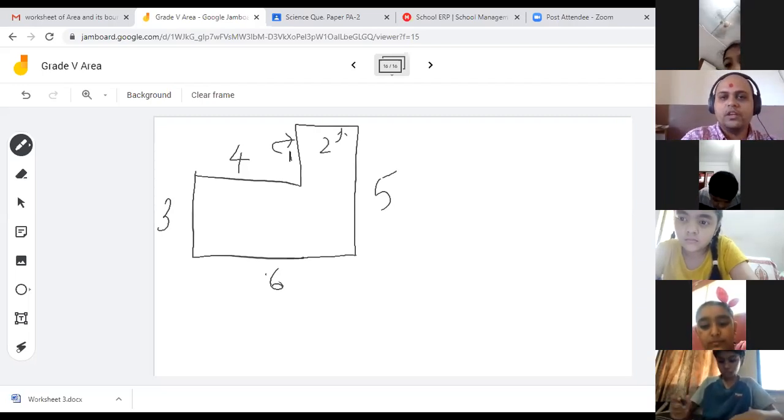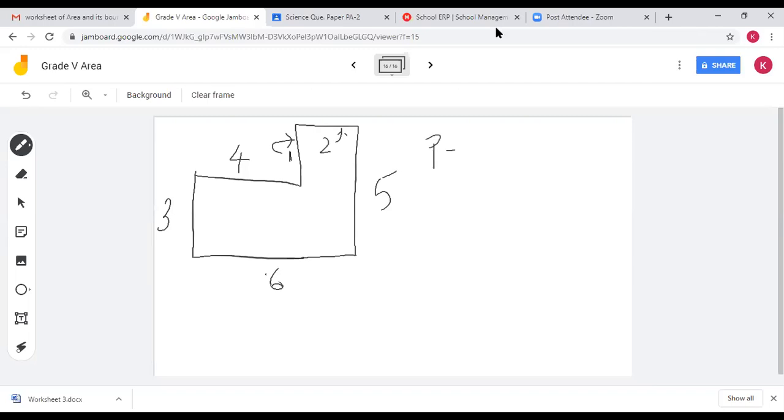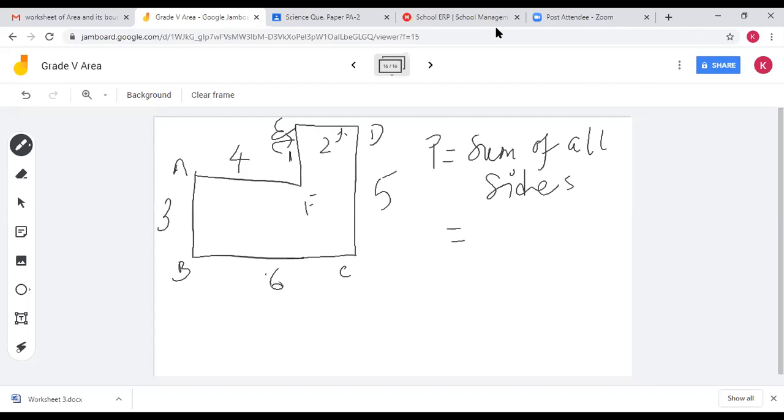So, pay attention. First, perimeter. Perimeter is sum of all sides, right? So we can put labels as this one: A, B, C, D, E, F. I can write AB plus BC plus CD, right? This you have to write. DE plus EF and FA. Okay, in cycle we have gone, right?